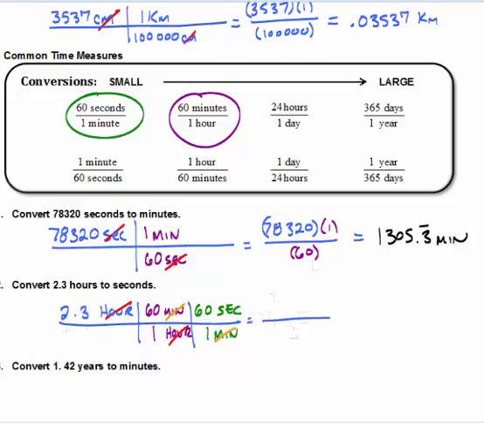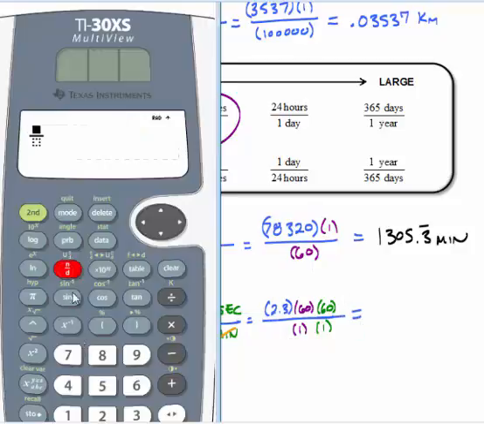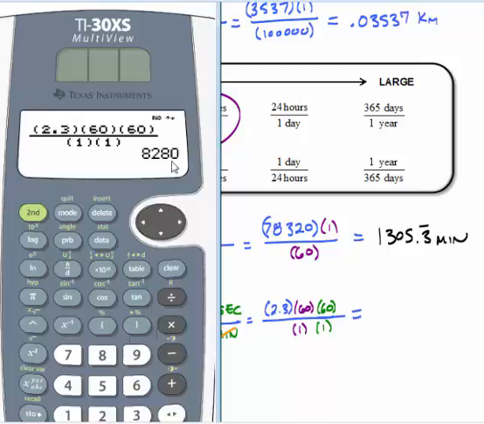So we'll start by putting 2.3, and then 60 over 1, and another 60 over 1. So 2.3 times 60 times 60. And the denominator will have 1 and 1. That really doesn't need to be written because multiplied by 1 is 1, and divided by 1 is still the same thing. But that gives 8,280 seconds.